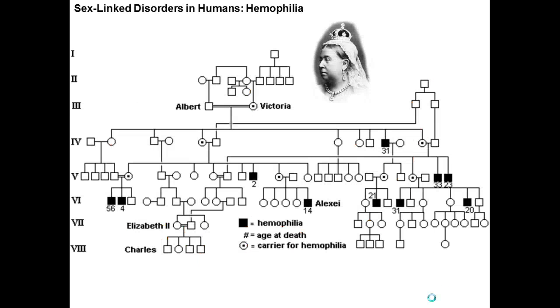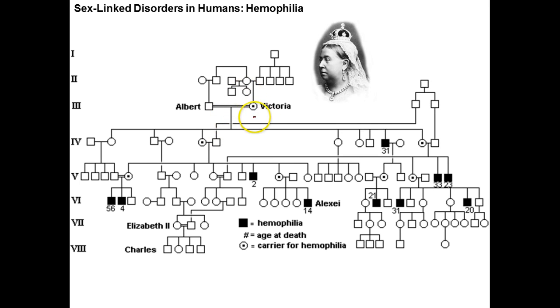An example of another sex-linked disorder is hemophilia. Now, back in those days, the nobility would marry within the family. So here it shows Albert and Victoria are basically cousins. So when cousins marry cousins, any trait that's present will intensify. So the likelihood of, say, hemophilia showing up is greater.